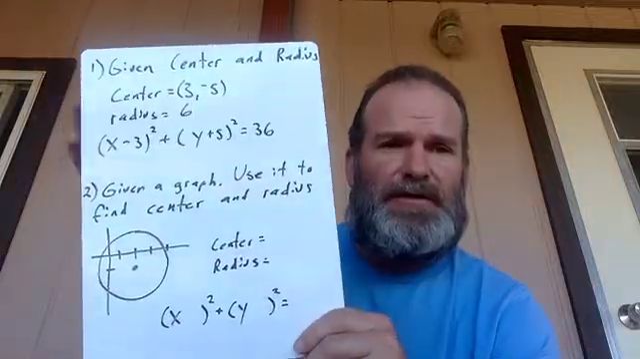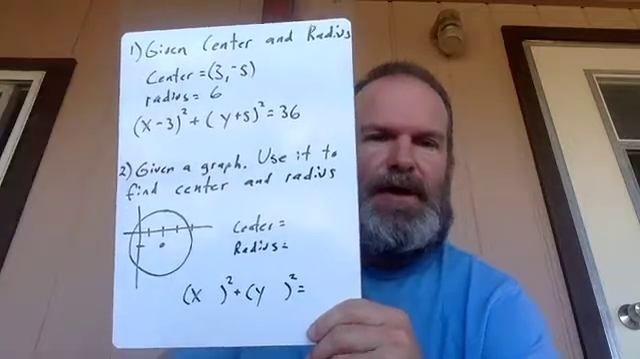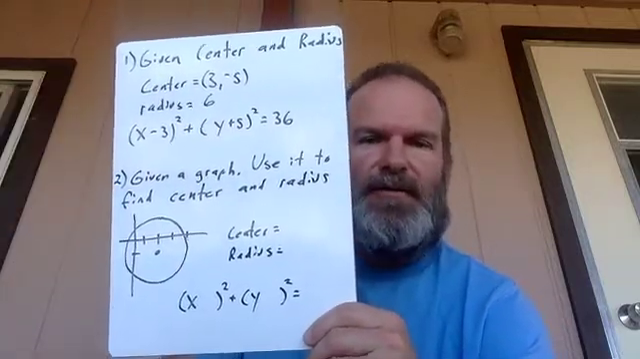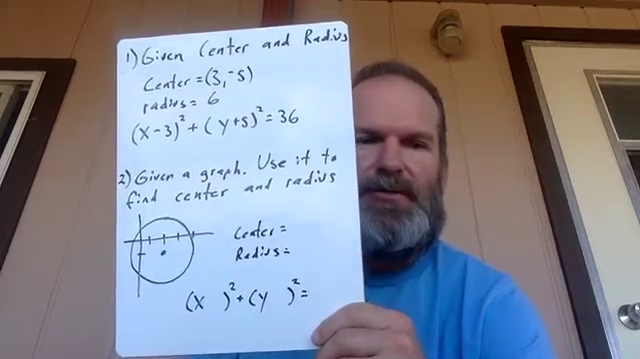All right, day 3 of circles. Here's a little review of the first 2 days. Day 1 was you're given the center and you're given the radius, and that's all you need to write the equation of a circle. So if you're given everything you need, it should be pretty straightforward.